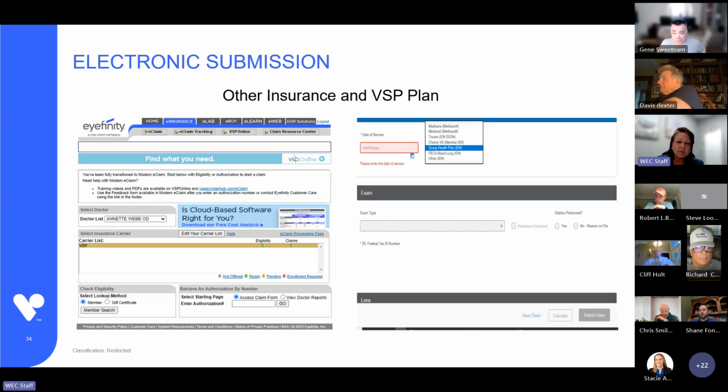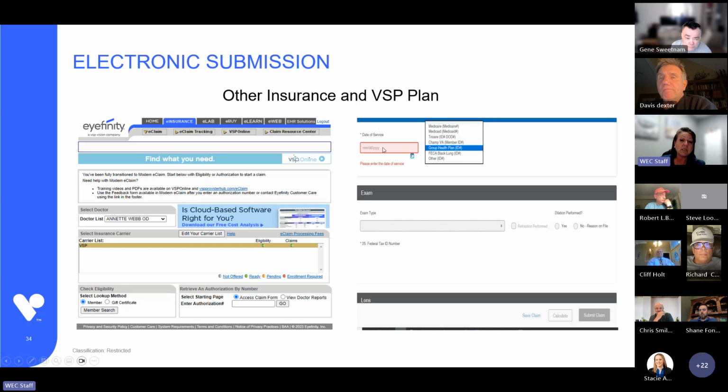The WellVision authorization number will not accept those diagnostic codes, the CPT codes for like visual field OCTs, and it will reject the claim. So this has to start with the essential medical eye care authorization number in the beginning. Then you click go. Okay, so then it's going to take you to the next page.